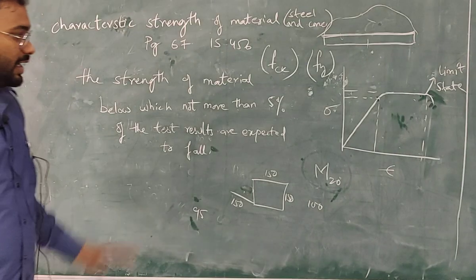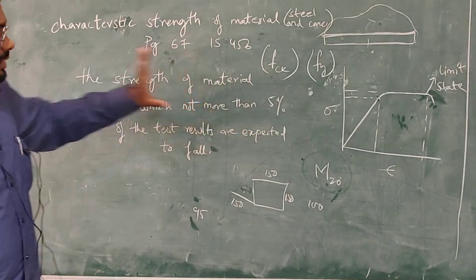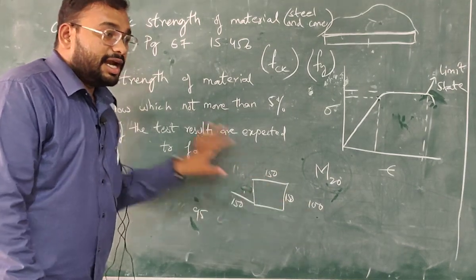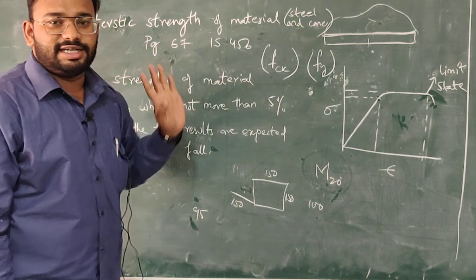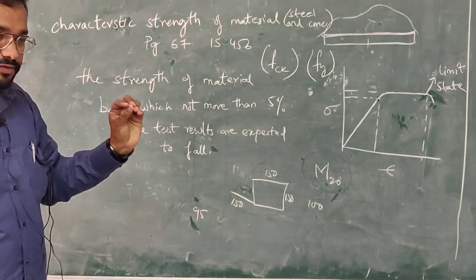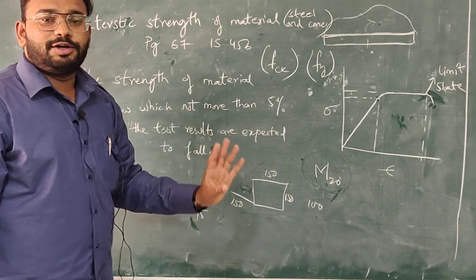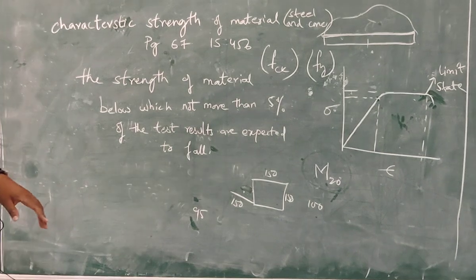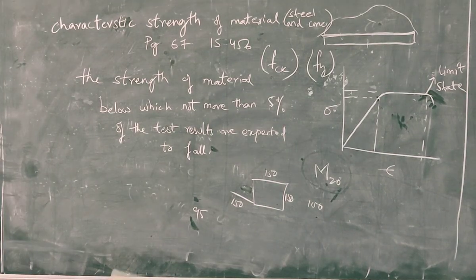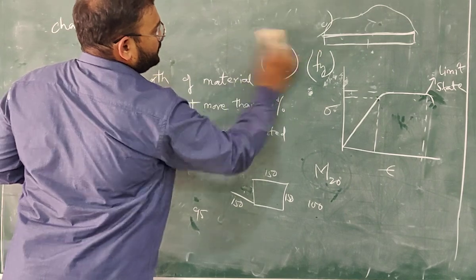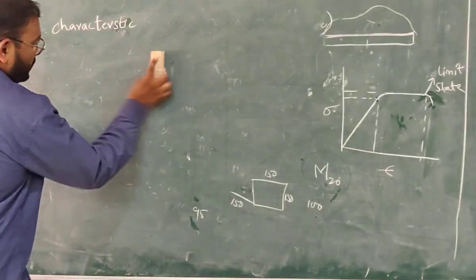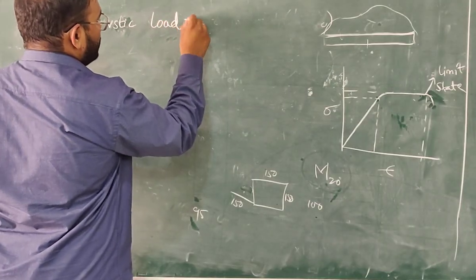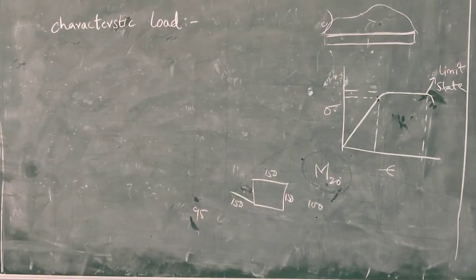Okay, understood this definition? This is very important. If you have casted 100 cubes of this size, 95 cubes should give you the desired strength. 5% of the samples, that is 5 samples, are expected to give you undesired strength. Understood? Now, next is characteristic load. Characteristic load.